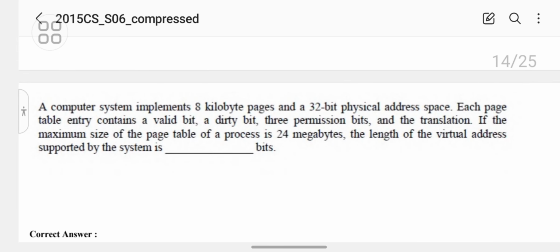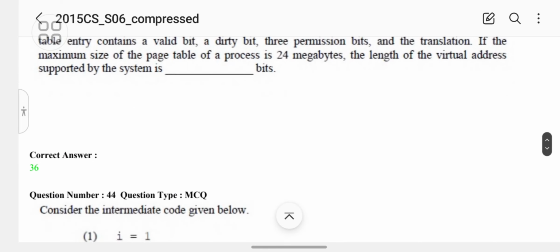Each page table entry contains a valid bit, a dirty bit, 3 permission bits and the translation. If the maximum size of the page table of a process is 24 megabytes, the length of the virtual address supported by the system is what? So for this our answer is 36 bits, right?